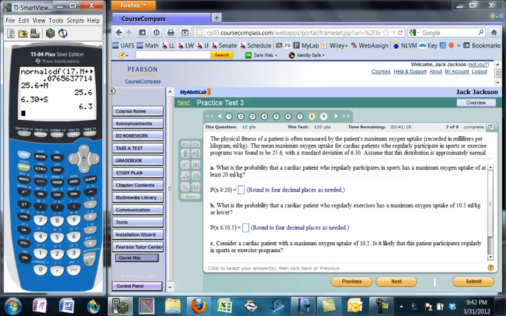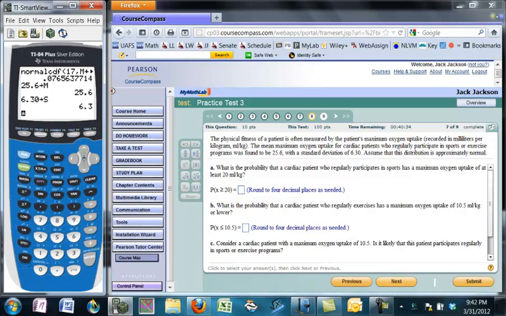Pay attention whether they tell you the standard deviation or the variance. You want the standard deviation here. And it does say that it's normal or close enough that we can use a normal to model this situation. What's the probability that a cardiac patient who regularly participates in sports, and that's who this particular thing is for, those who are in sports or exercise, and it is a distribution of their maximum oxygen intake. So this is the appropriate thing for this. And we want at least 20. So at least 20 means X is greater than or equal to 20. So it's 20 and up.